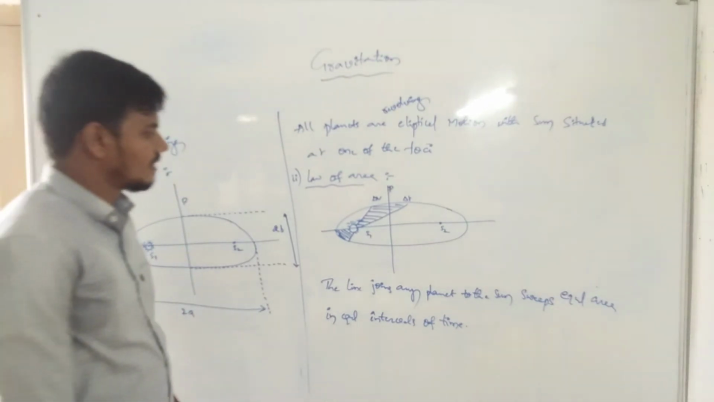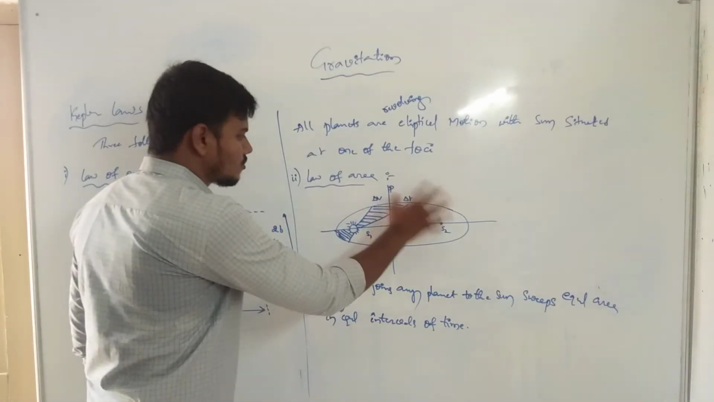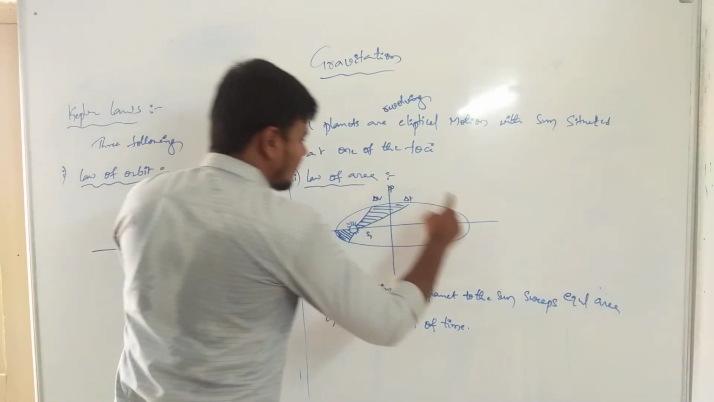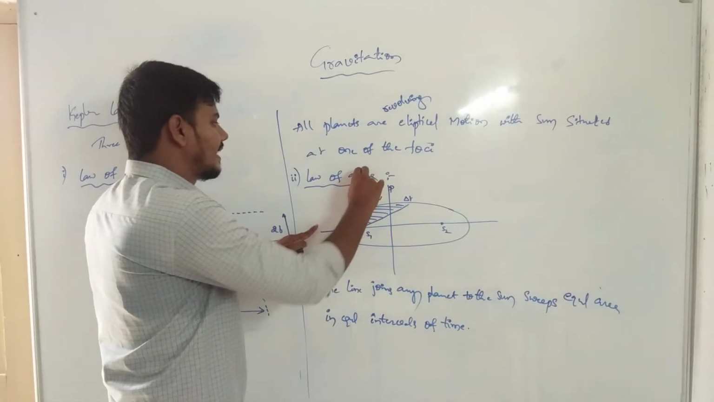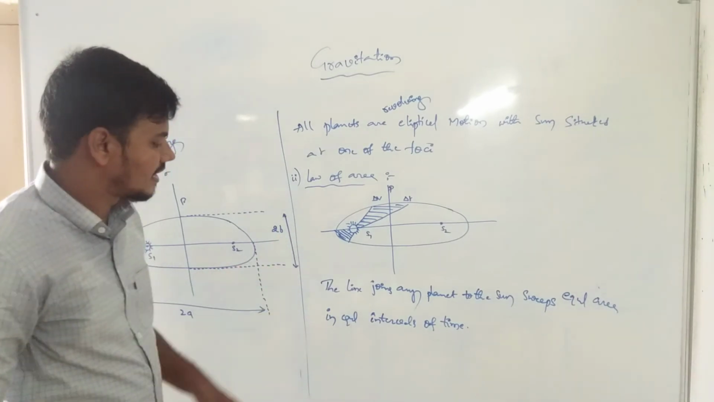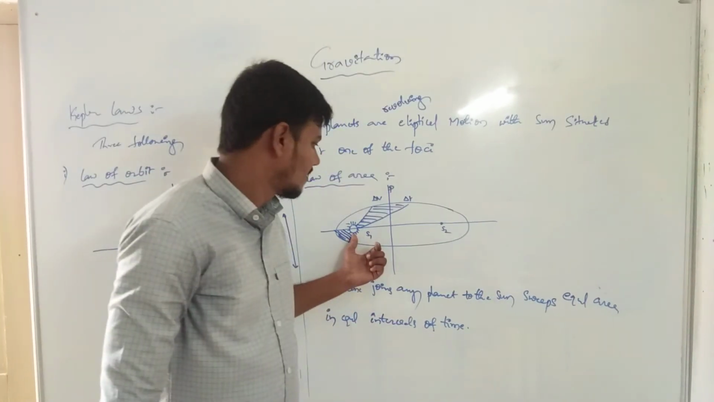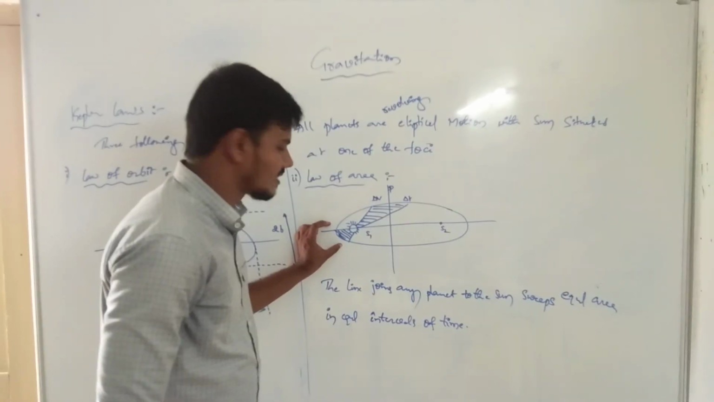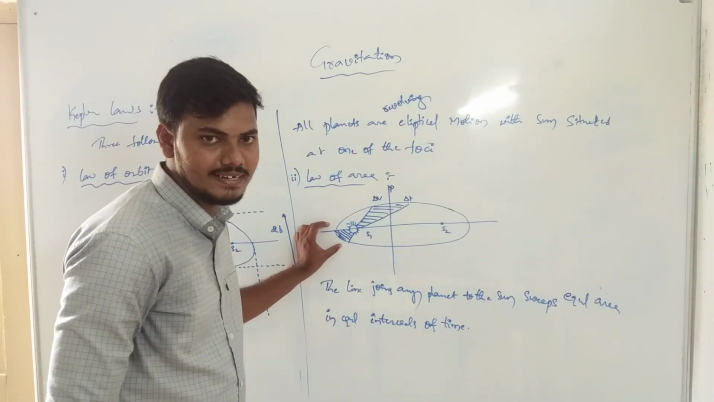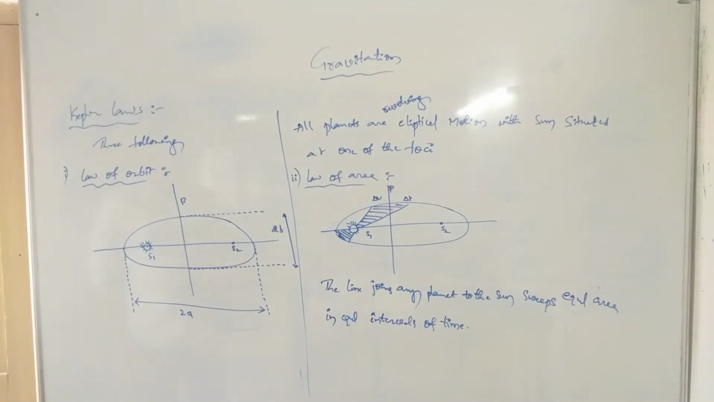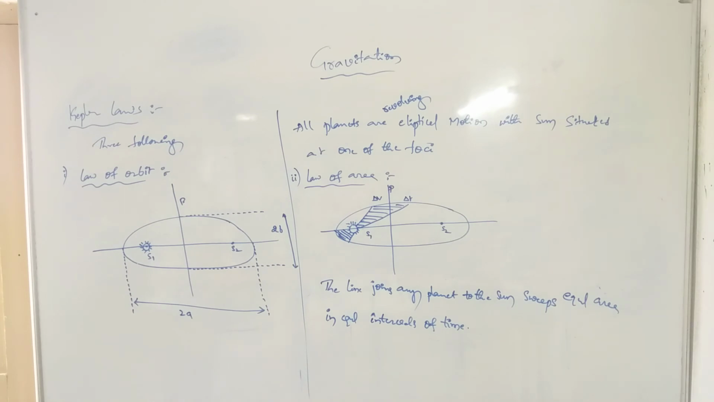The law of area applies to all planets revolving. Now which type of area can we take? The line joining any planet to the sun sweeps equal areas in equal intervals of time, equal intervals of time period. The area is applicable. Now what kind of area is applicable?